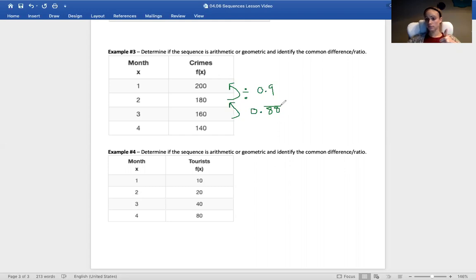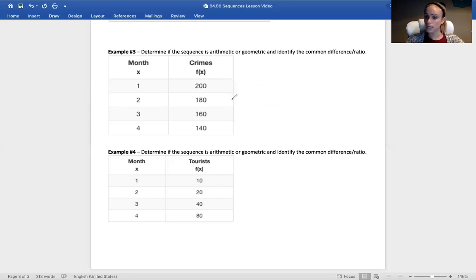So this tells me one of two things. First of all, it tells me it's not geometric, and then possibly it could be neither. I know it is not geometric because when I checked for a common ratio and did that division, I did not get a common ratio. Let's try for arithmetic.